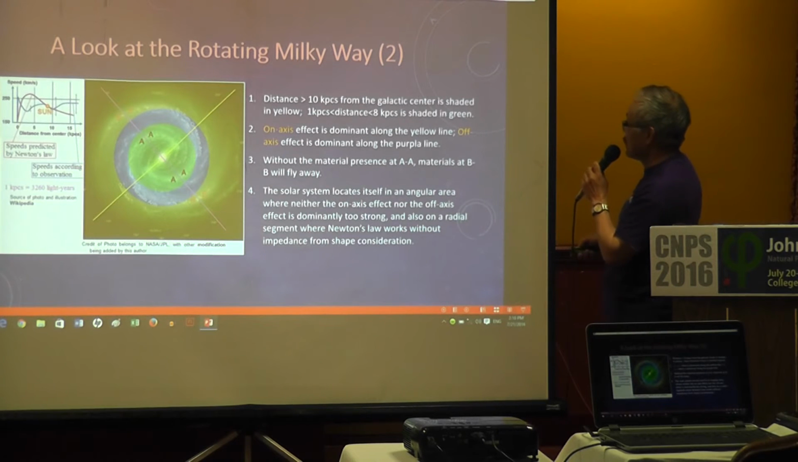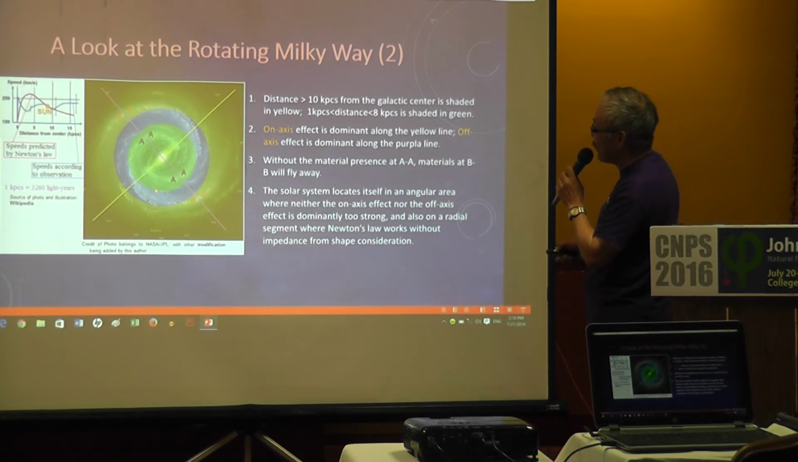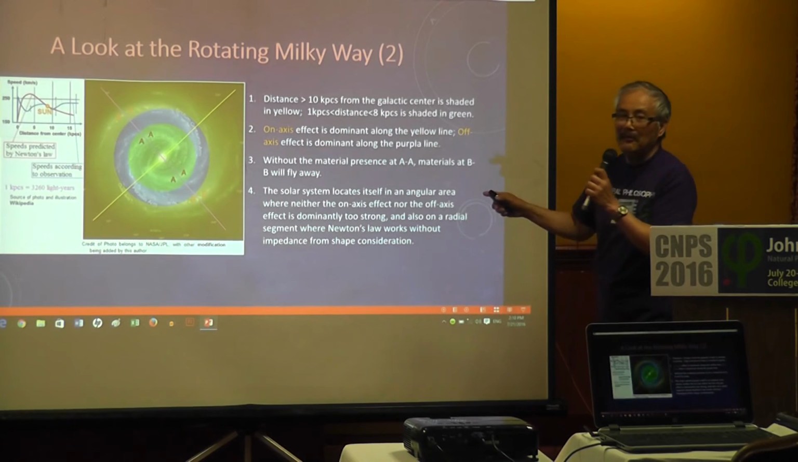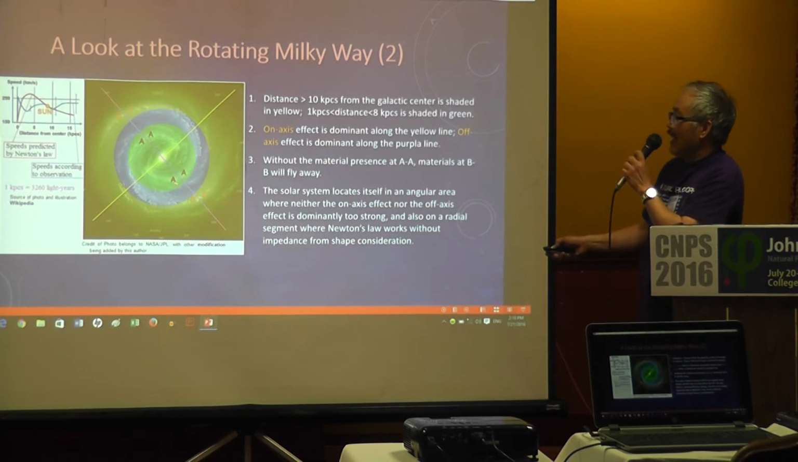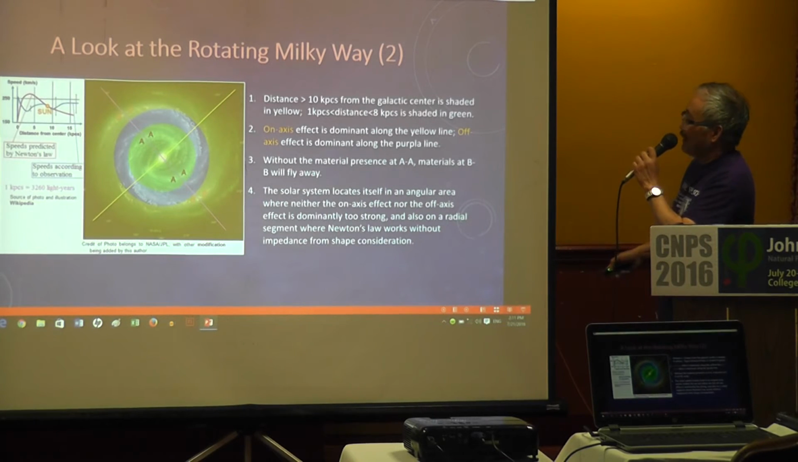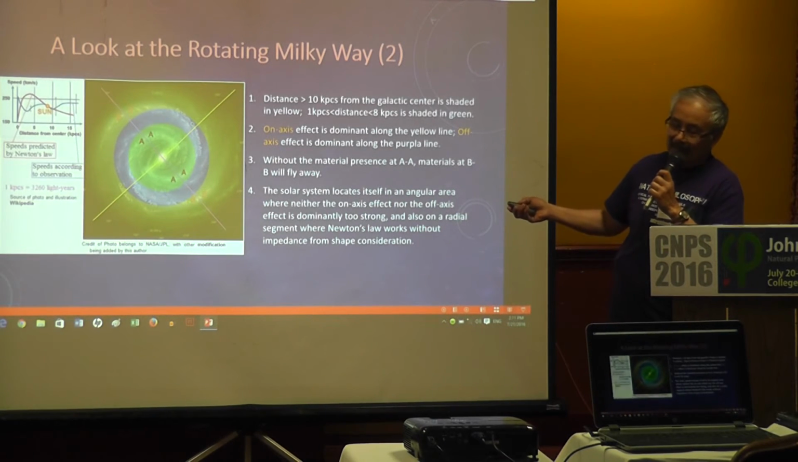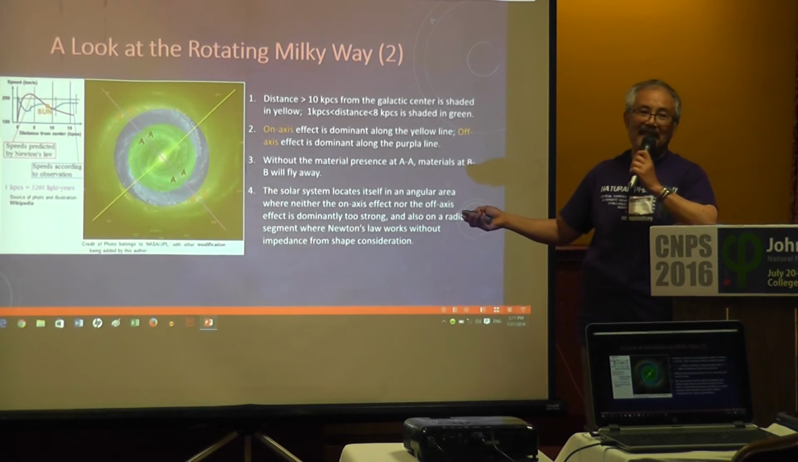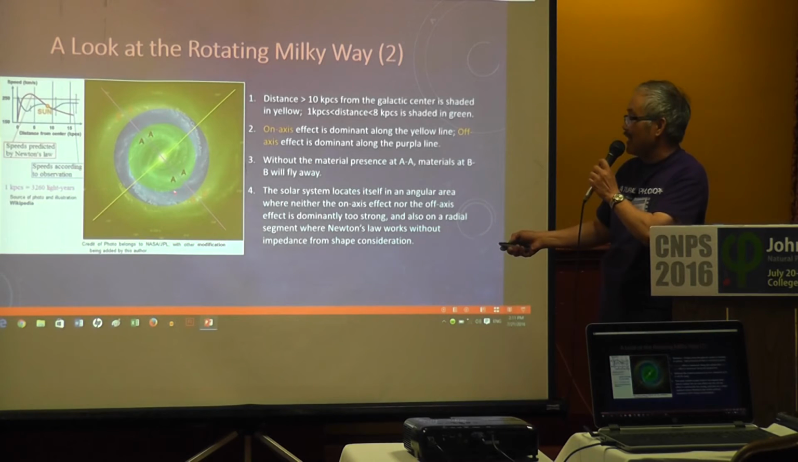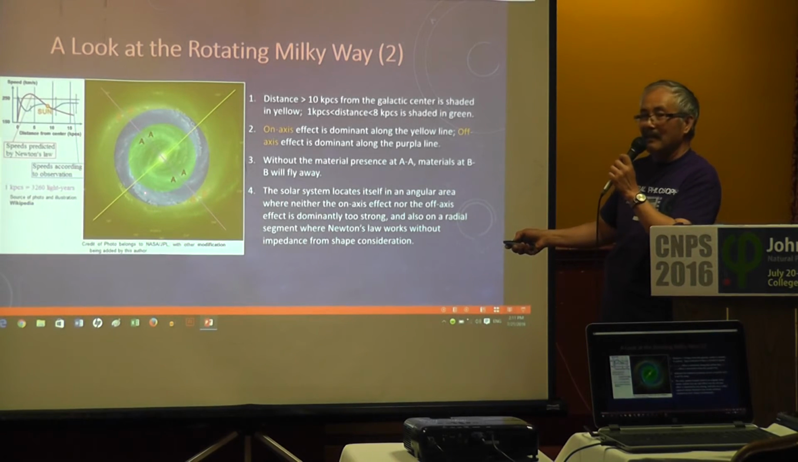Okay. The solar system is about here. This is very interesting to me because angular-wise, in the angular area, it is between the strongest on-axis effect and strongest off-axis effect. It is about midway in between. And to me, it can be said it is a coincidence or not. However, because we live here, it's not that coincident to me. Okay?